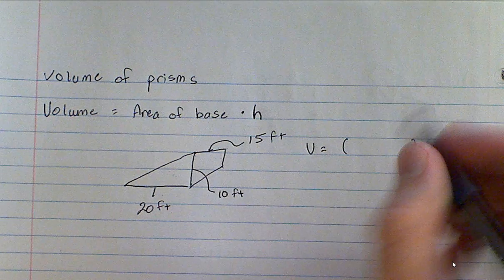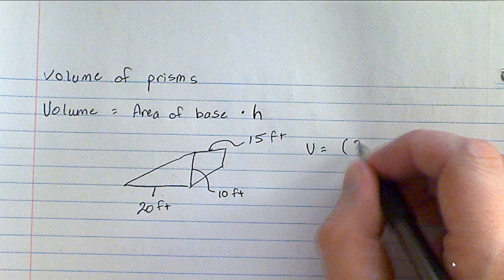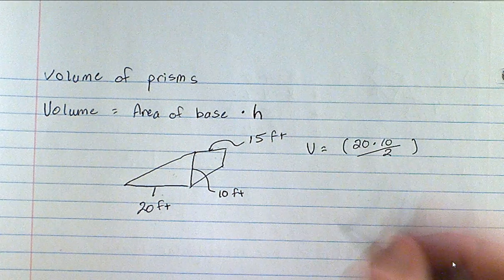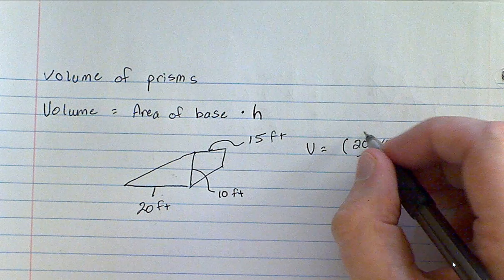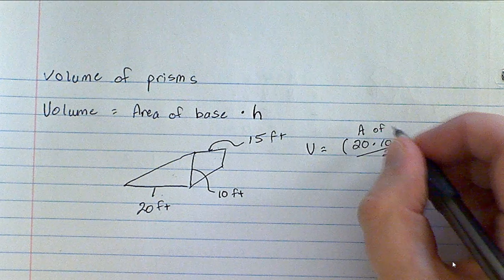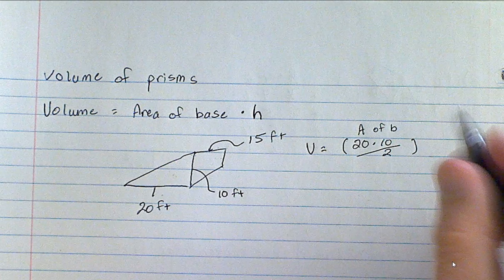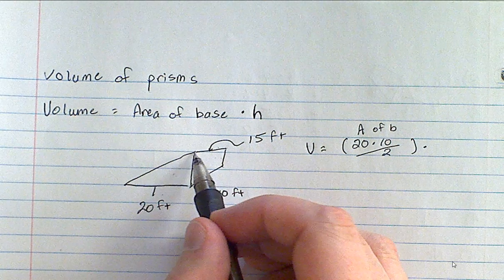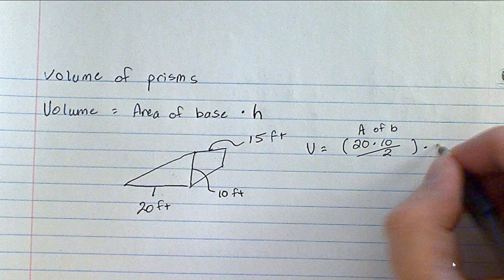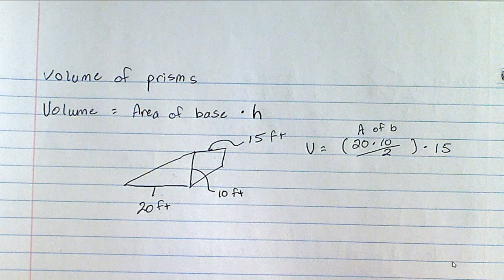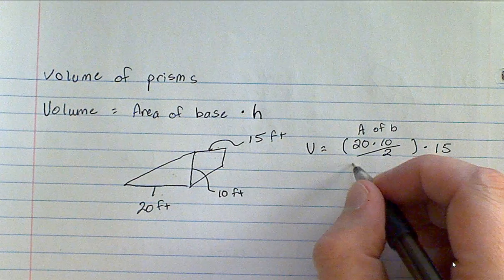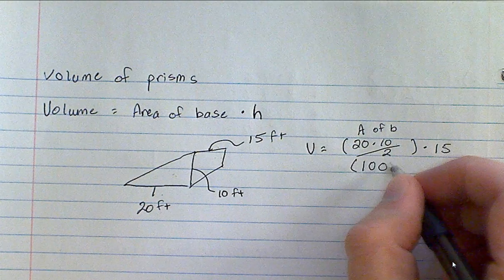So I'm going to do 20 times 10, whatever that is, divided by 2. That's the area of the base, A of B. Then you're going to multiply that by the height, and the height in this case is the distance in between those two bases, which is 15. So 20 times 10 is 200. 200 divided by 2 is 100. And then times 15.